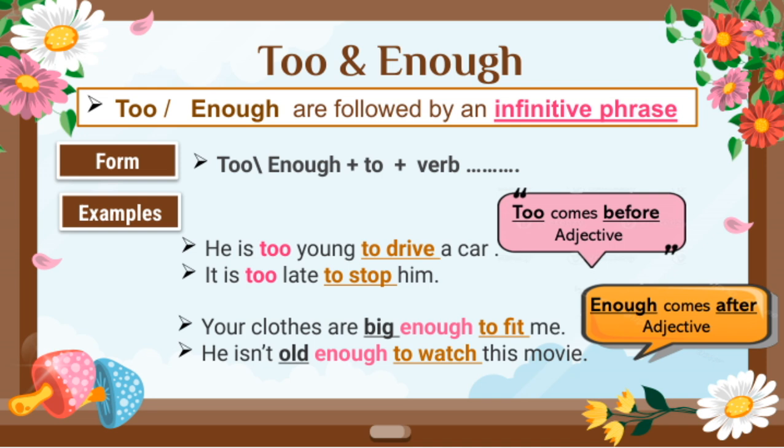Remember, "enough" indicates sufficiency, meaning there's enough of something for a purpose. "Too" indicates excess, meaning there's more than enough, often leading to a problem or limitation. When you use them with "to" plus a verb, you're specifying whether someone or something has enough or too much of a quality to do something. Understanding this helps us communicate more clearly about abilities, limits, and suitability.